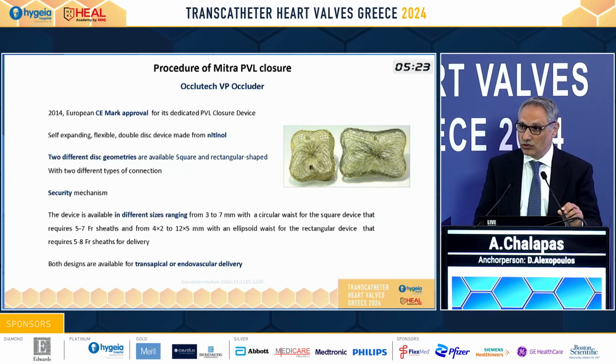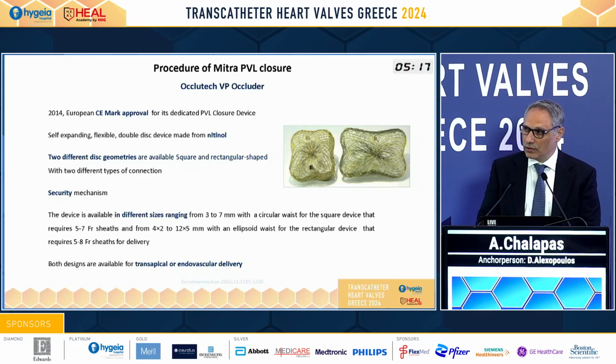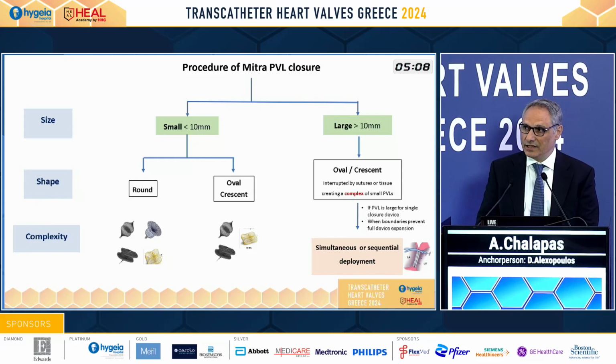It has had the CE mark since 2014. It comes in two different geometries, square and rectangular. The latter is the more often used, in up to 70% of the cases. It has a secure mechanism, and of course it is available in different sizes. Based on that, we can decide which type of device we have to implant and in which way: based on the size, if it is small or large, based on the shape, if it is oval or crescent, or based on the complexity. In case of complex anatomies, very large anatomies, or anatomies with boundaries which prevent the full expansion of the device, we can go with a simultaneous or sequential deployment technique.